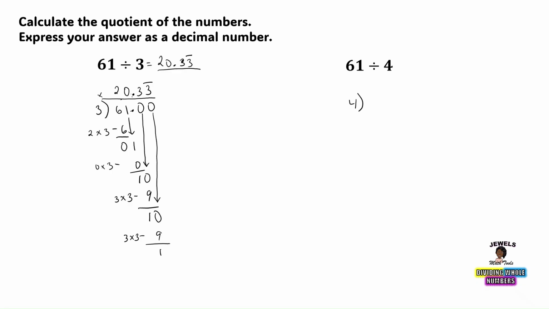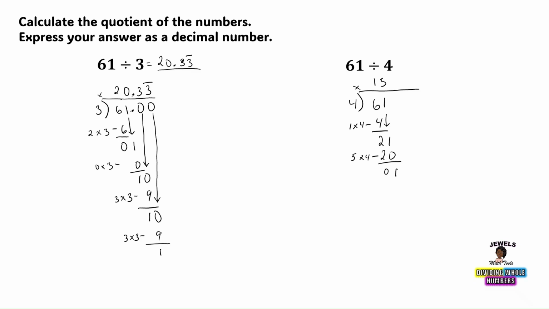So we're now going to be dividing our 4 into 61. 4 divides into 6 once. When 1 is multiplied by 4, we get the product of 4. When 6 subtracts 4, we get the difference of 2. I'm going to now bring down that 1, changing 2 into 21. 4 divides into 21 5 times. When 5 is multiplied by 4, you'll get the product of 20. 21 minus 20 will give us the difference of 1.